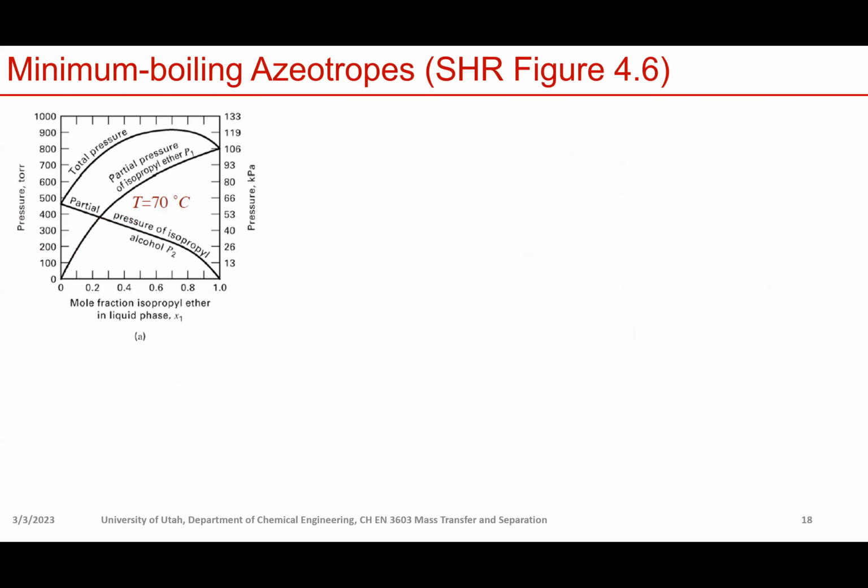We can also look at the PX diagram we discussed in our last lecture. These two lines are the partial pressures of components A and B, right? And here A is isopropyl alcohol and B is isopropyl ether. So the total pressure curve looks like this, right? And we know that if we draw a straight line between this point and that point, that gives us an ideal system, right? That satisfies Raoult's law, right? But in this case, this is a non-ideal system.